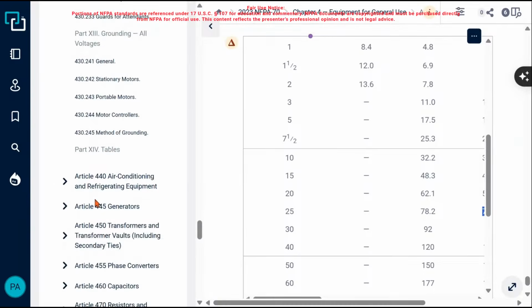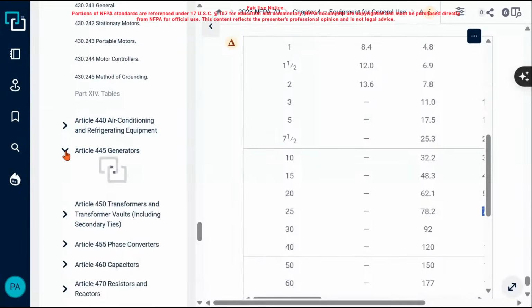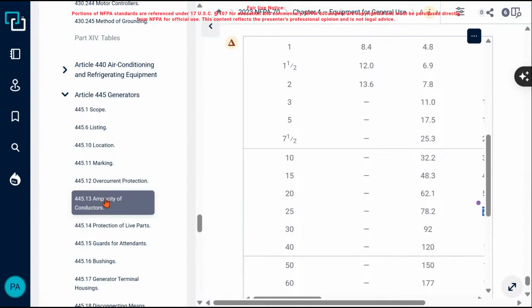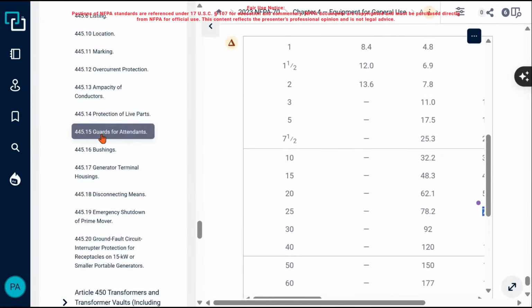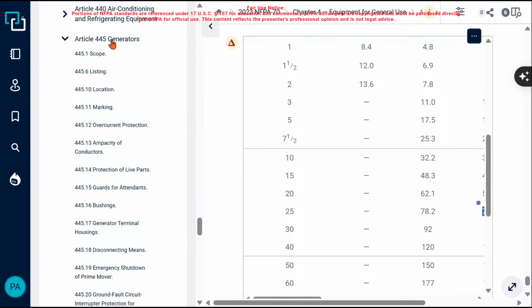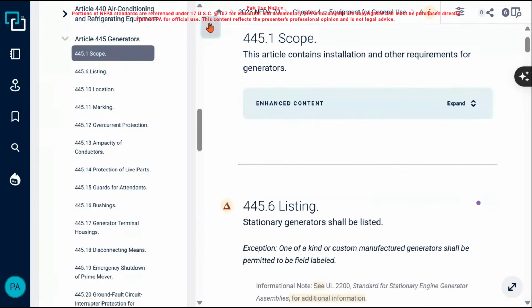Because that's probably, I have identified that it's not a big article. Also, while you're here, you also can bold scan here and look at all these listings as well. Okay. Protection, boom. First thing I would have hit on is protection of live parts. But we're going to ignore that and just go to 445 and do bold scanning.